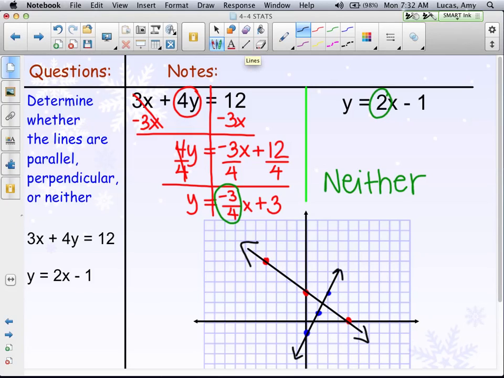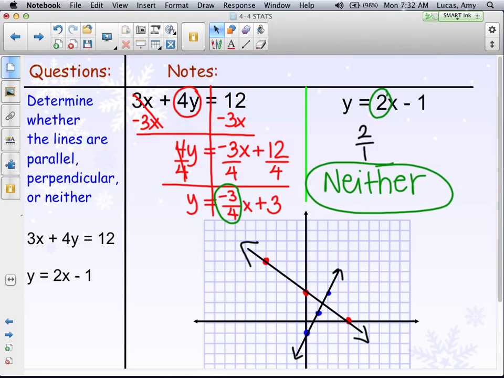So if I would have graphed this one, I may have thought they looked like they were perpendicular, but looking at the slopes, they did not flip and change, because the second slope is 2 over 1. The first one would have had to be negative 1/2. So I am correct in saying that they are neither. But as you can see, if you graphed it and just went off of the graph, you may have gotten this one wrong. So it's really important to know those details about your slopes.